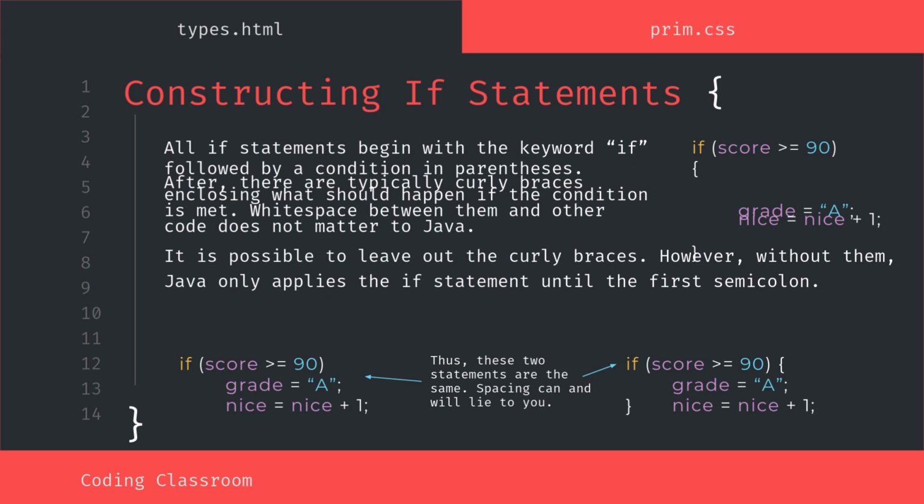Now, curly braces are not always required in if statements. If you only have one statement to execute, you can omit the curly braces. For example, if score >= 90, grade = A, nice = nice + 1. However, be careful when doing this. Without curly braces, only the first line, grade = A, is part of the if statement. The second line, nice = nice + 1, will execute regardless of whether the condition is true or false. As a best practice, it's usually better to include curly braces to avoid confusion and improve readability. Curly braces make it clear which lines belong to the if statement.